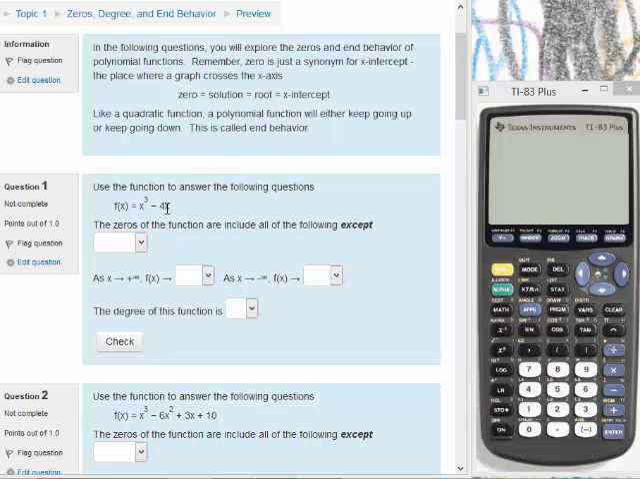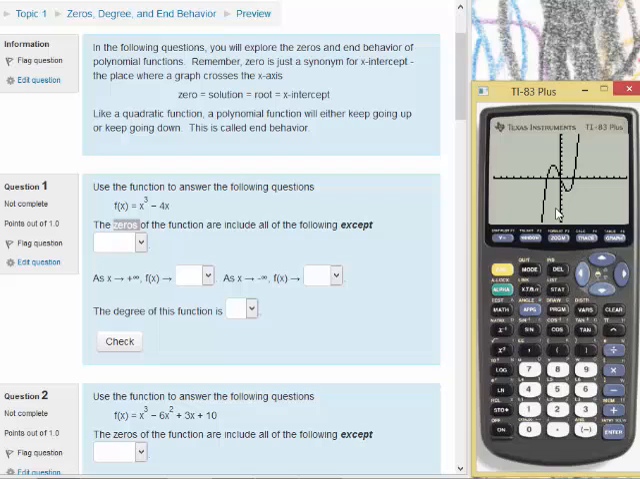Let's take a look at question 1 here. We're given an equation, x cubed minus 4x. This f of x is just a fancy way of writing y. It's called function notation. In order to determine where the zeros are, or the places where the graph crosses the x-axis, we're going to need to graph it. On our graphing calculator, we'll type in the equation, x to the power of 3 minus 4x, and hit graph.